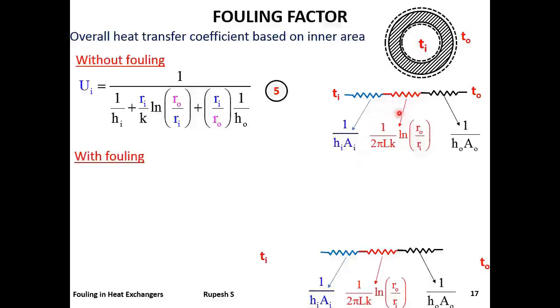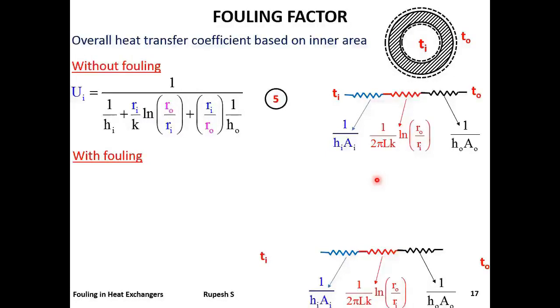This is the thermal circuit, and this is the expression for overall heat transfer coefficient based on inner surface area for a pipe without fouling. If we consider fouling in the inner surface, represented by the green circle, an additional resistance will appear in the circuit given by 1 by His Ai. Similarly, if we consider fouling on the outer surface given by the red circle, an additional resistance appears on the circuit given by 1 by Hos Ao.